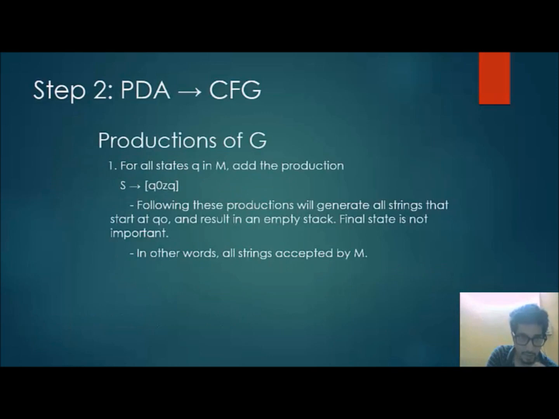Now there are many productions of G. The first one is for all states Q in M, add the productions shown on the screen. Following these productions will generate all strings that start at Q0 and result in an empty stack. Final state is not at all important. In other words, all strings accepted by M.